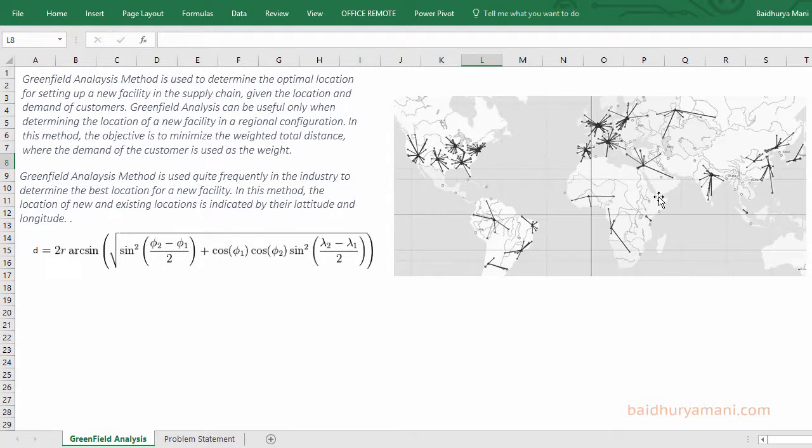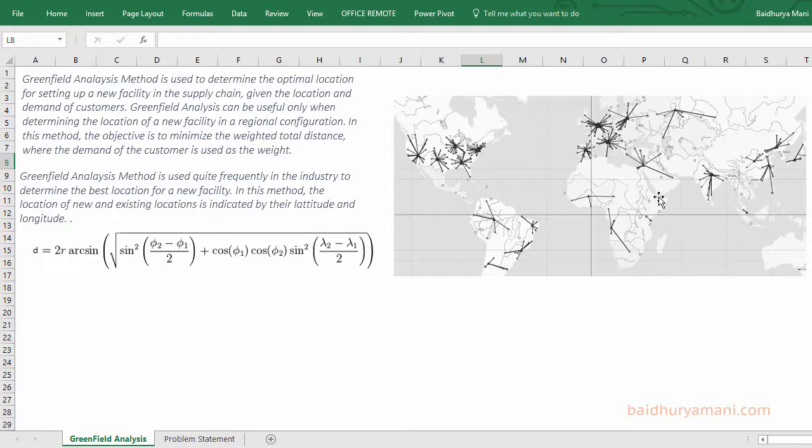In this lecture, I'll help you learn about Greenfield analysis method and how to model and solve it using Excel. Greenfield analysis method is used to determine the optimal location for setting up a new facility in the supply chain, provided the demand and location of customers is given. This method is suitable only for situations where the configuration of the rest of the supply chain is fixed. However, this method can be used to determine the optimal location of more than one facility simultaneously.